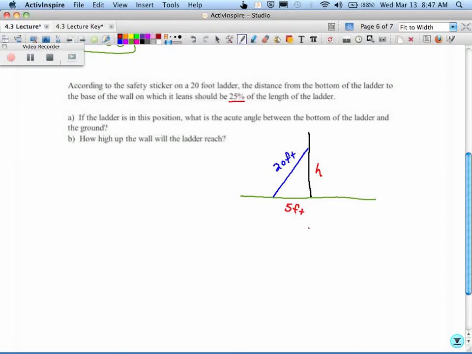What they're asking us, one, what's the angle? What's the acute angle, which means less than 90 degrees, on the bottom of the ladder? A lot of times they might also say angle of elevation. So they want us to find theta and how high up the wall that ladder will reach. So there are 2 things we can do in this problem. Let's do part A first.